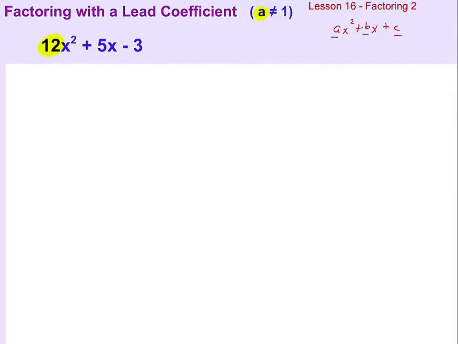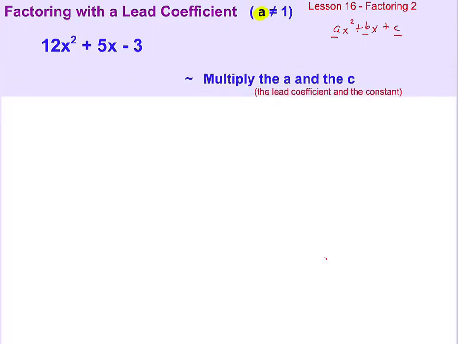So whenever that a is not 1 and there's no GCF to take out, we're going to need a new method for solving it. We're not going to just look for numbers that multiply to -3 and add to 5. That doesn't work, aside from the fact that there are none. Even if there were, it wouldn't work. So the process is a bit longer here.